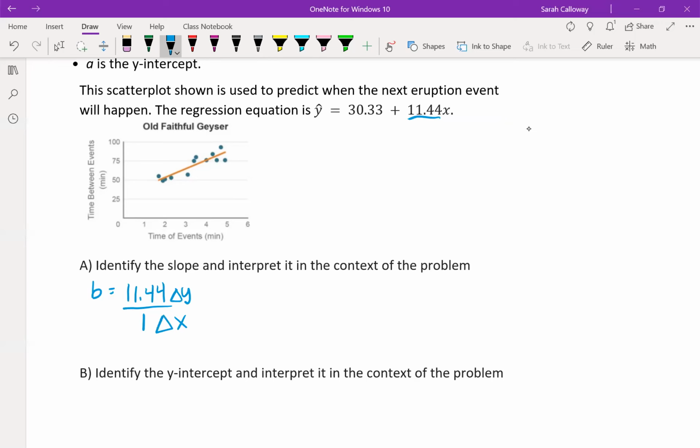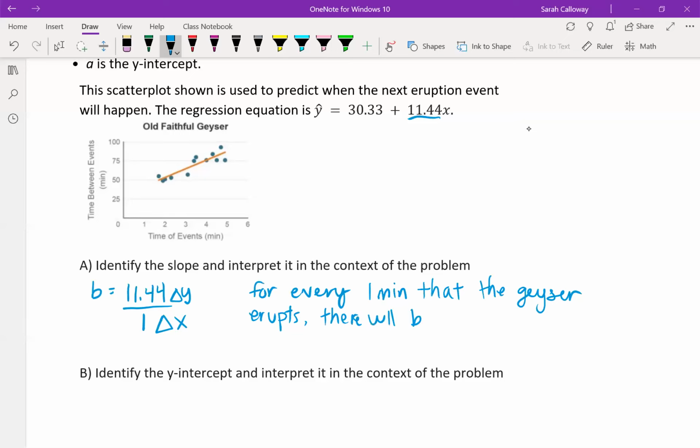And so what this means is that for every 1 minute that the geyser erupts, there will be 11.44 minutes until the next eruption.